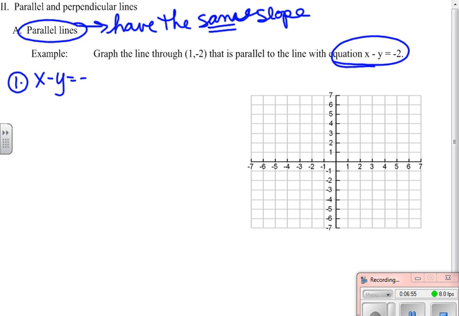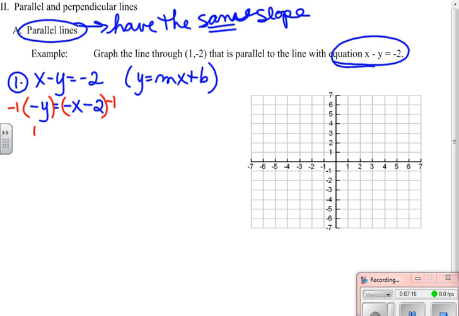Minus y equals -2. I want to get it into y equals mx plus b to find out my slope. So I'm going to subtract x from both sides. I can't have a negative in front of my y, so I'm going to multiply everything by -1 to switch it. So y equals x plus 2. I don't care about the y-intercept. I only care about the slope. So my slope is 1 over 1.